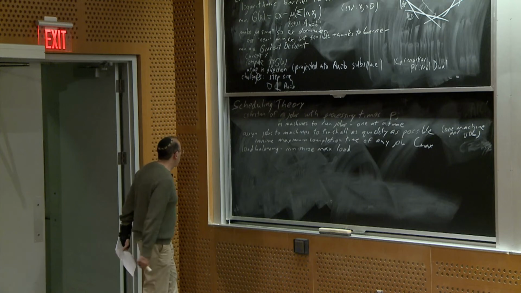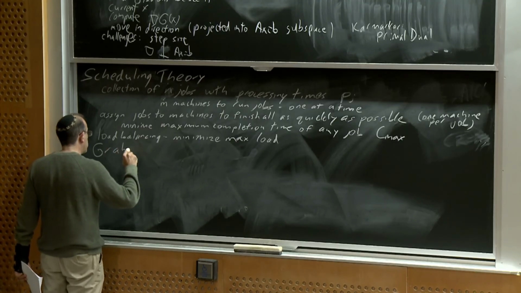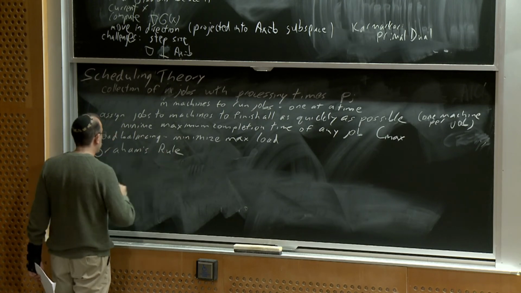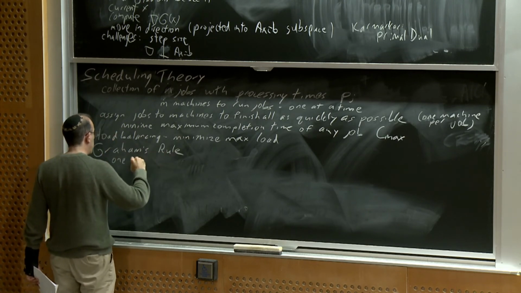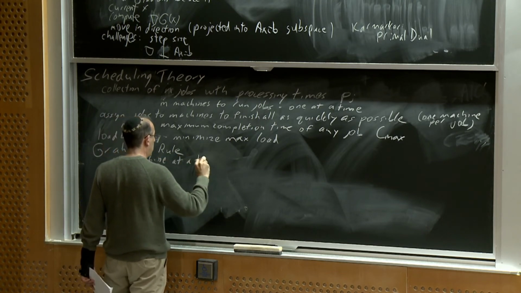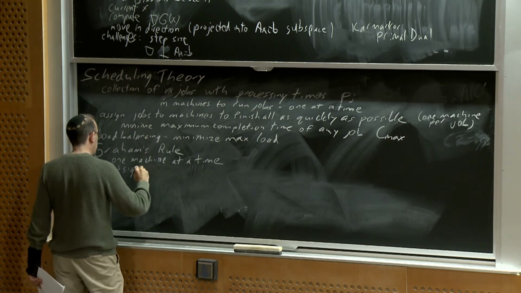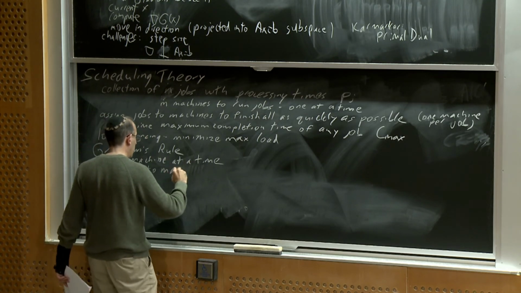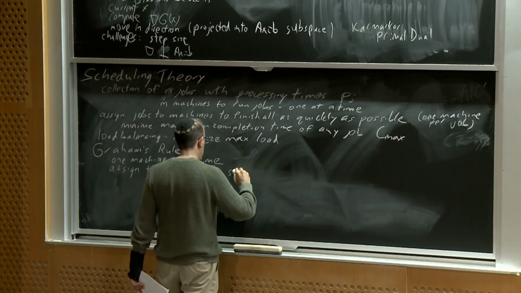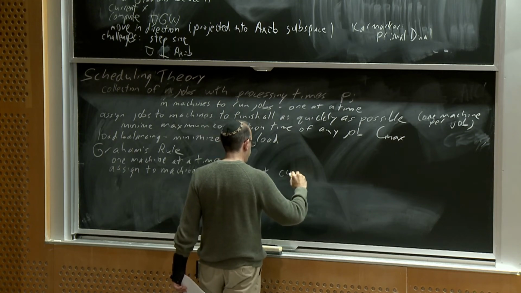Exactly. So again, back in the 60s, you got your name attached to very simple algorithms. So this is known as Graham's rule. You assign one job at a time, and you assign it to the machine with the smallest current load.